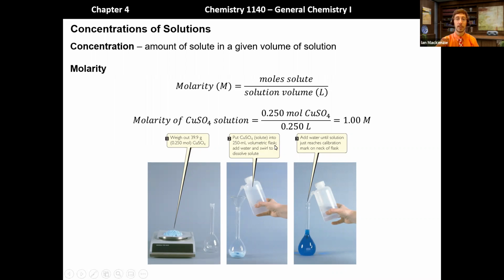What you would find is that we would express the molarity of the copper sulfate solution, or the concentration in molarity, as being the number of moles divided by that volume. 250 milliliters is 0.250 liters. And we would refer to that solution as being a 1 molar solution of copper sulfate. The molar referring to molarity, and it being understood that that is moles of solute per liter of solution.